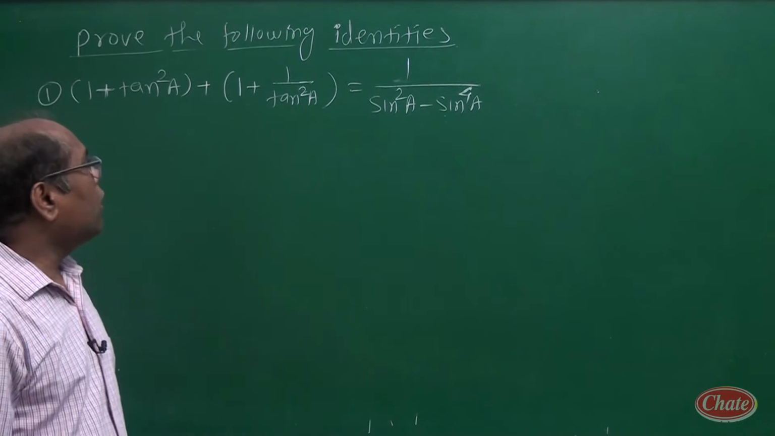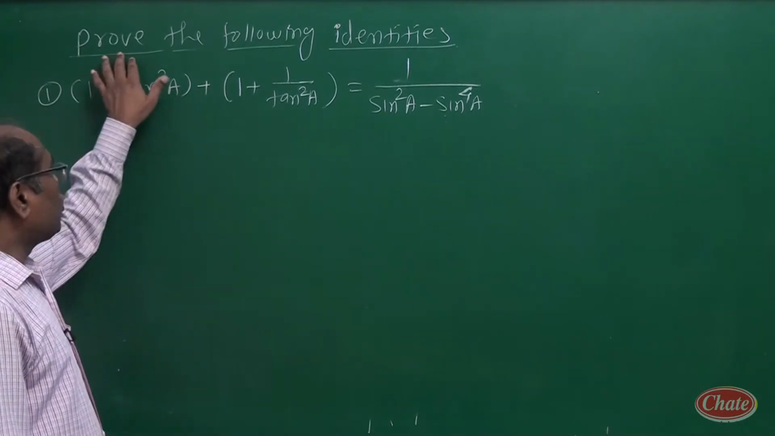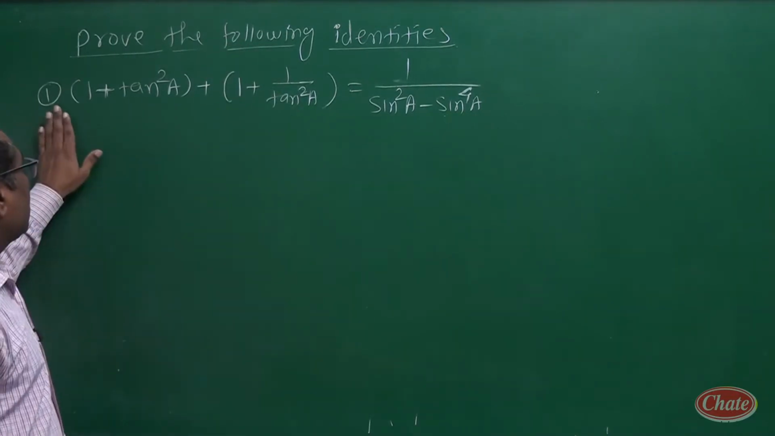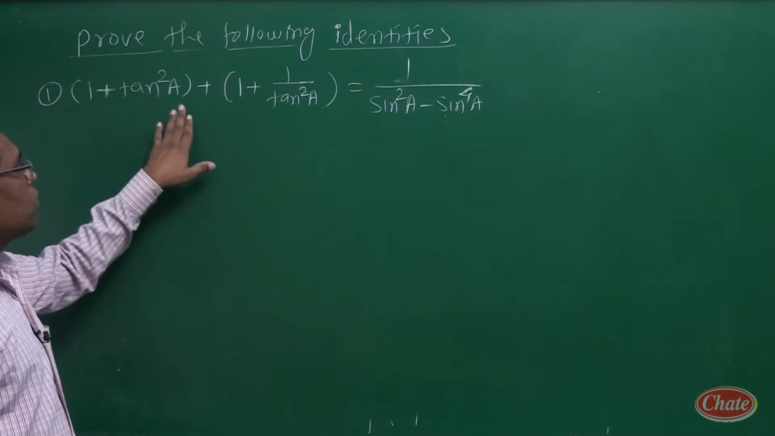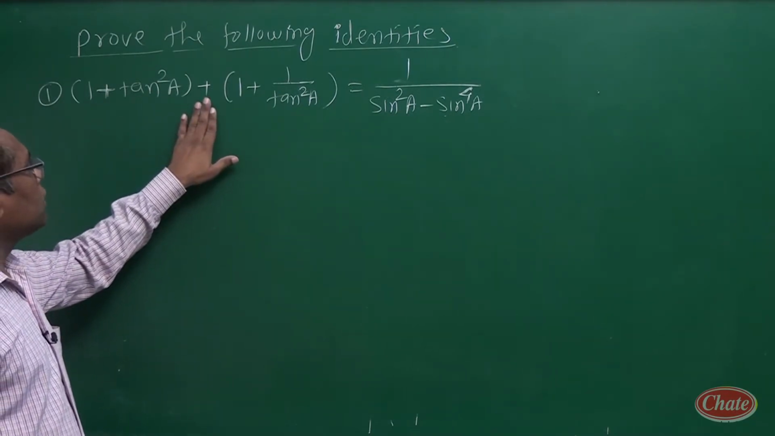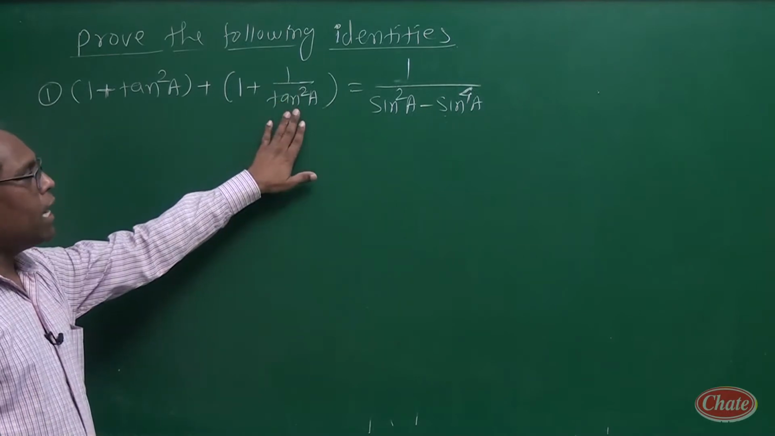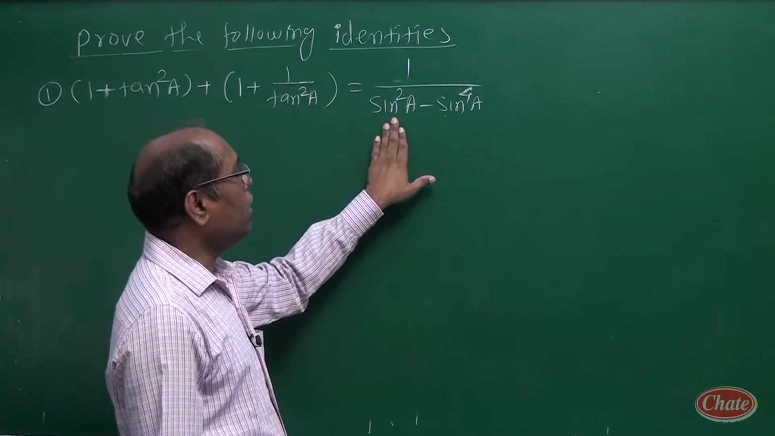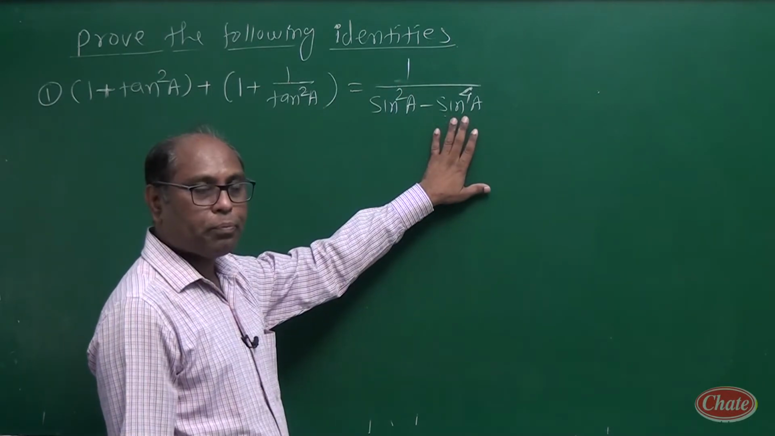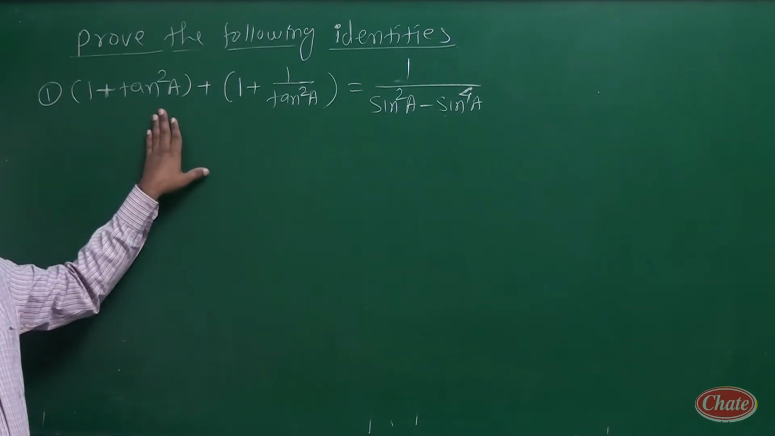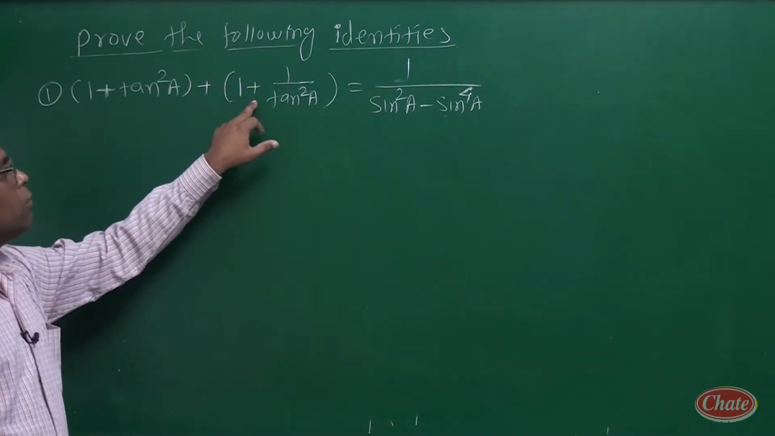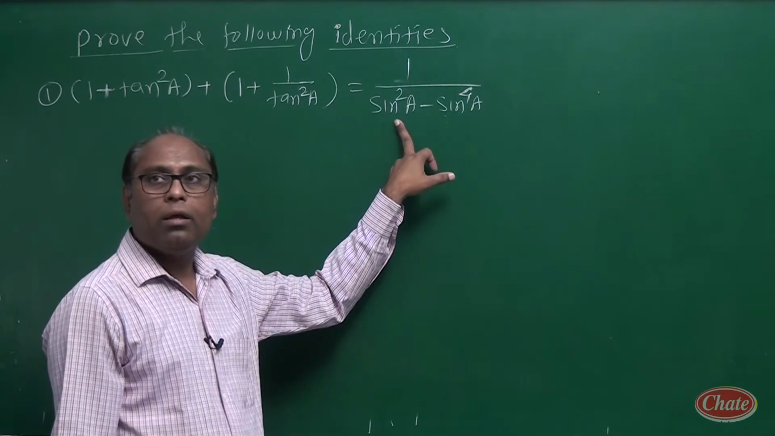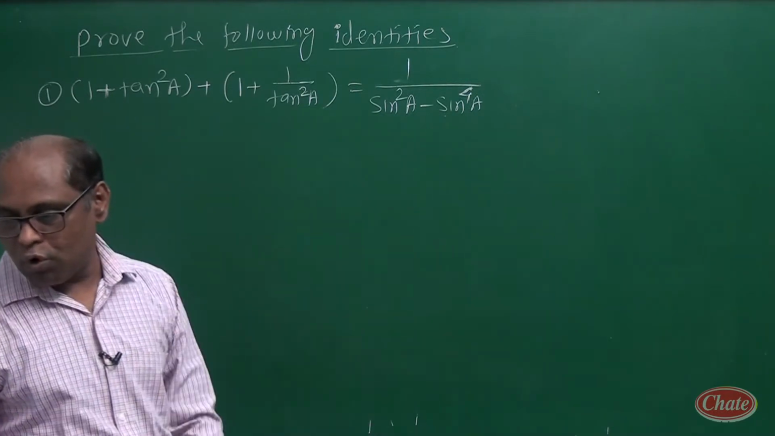Okay students, now here is the next question. Prove the following identities. Number 1: 1 plus tan square a plus 1 plus 1 upon tan square a is equal to 1 upon sin square a minus sin raised to 4a.